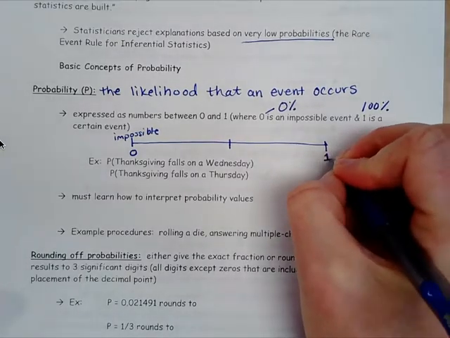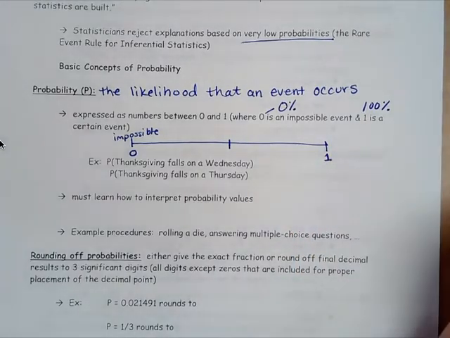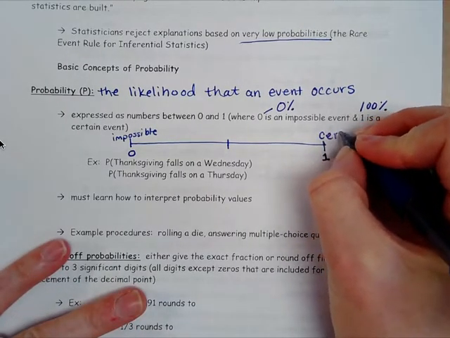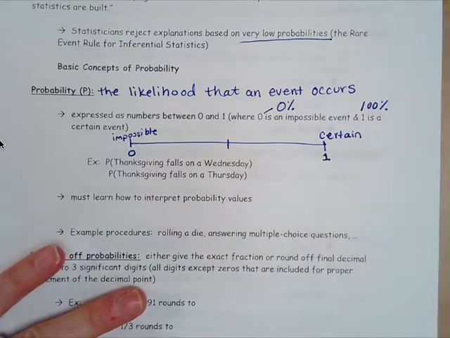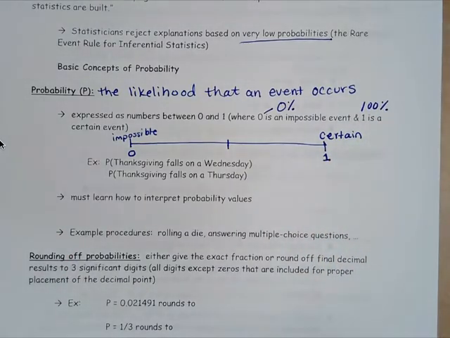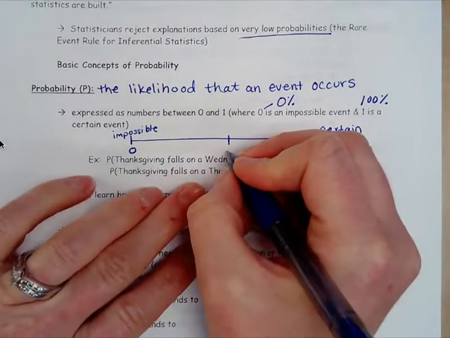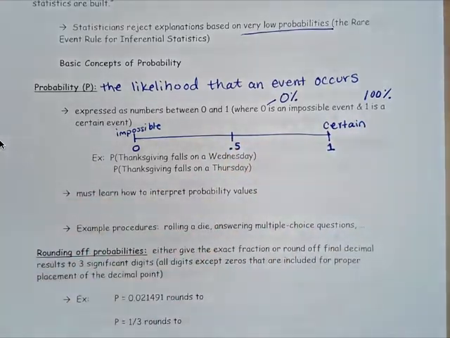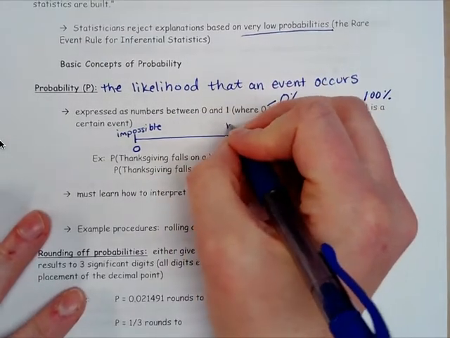All right, what about a 1? So this is your certain event. It's absolutely going to happen. And then right there in the middle is 0.5. This is kind of like your 50-50 shot. So probably getting heads, probably getting tails. Those are 50-50 chances. So these are called likely.